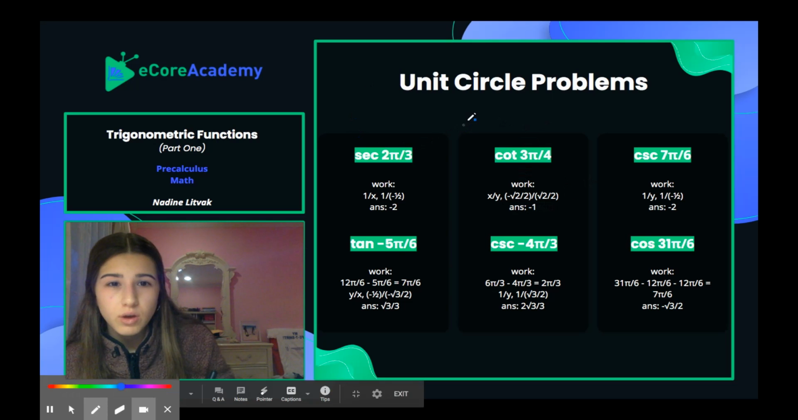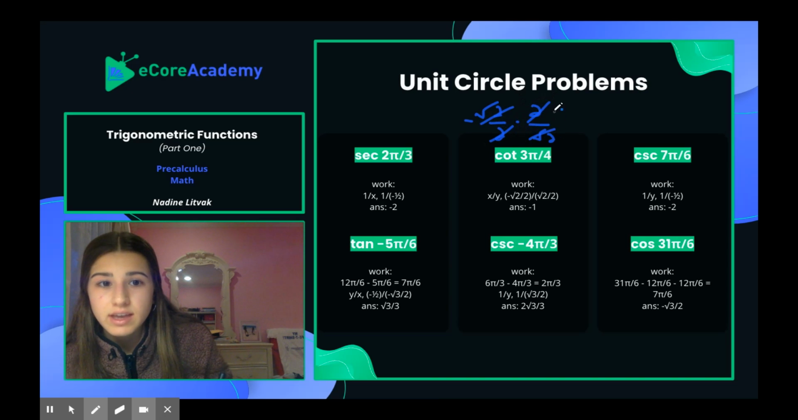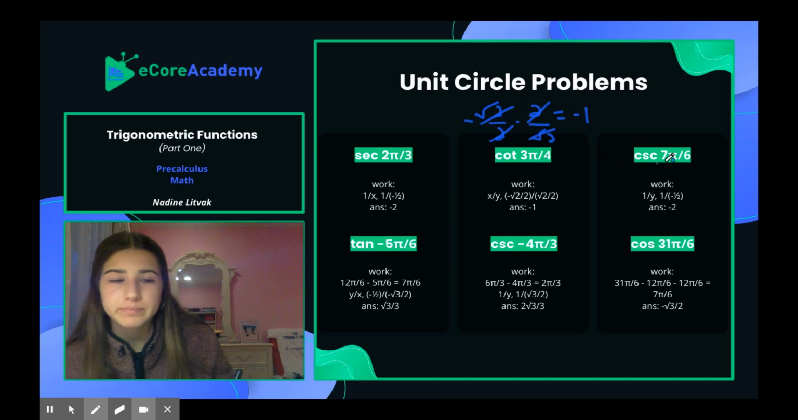So, we know that negative root 2 over 2 divided by root 2 over 2 is the same as multiplying by the reciprocal. So, times 2 over root 2. We can do cross multiplication. We can cancel these, and we are left with a negative 1.